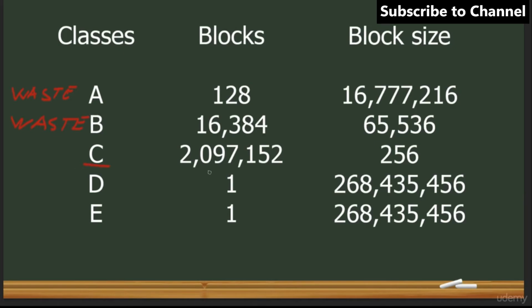Class C was designed for very small companies, as you can tell, which have less than 256 hosts. This block size was too small for many companies, and even if it wasn't, the companies would eventually grow bigger and would need more addresses.